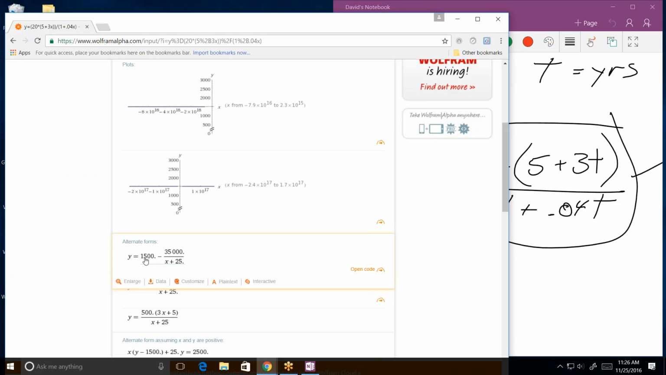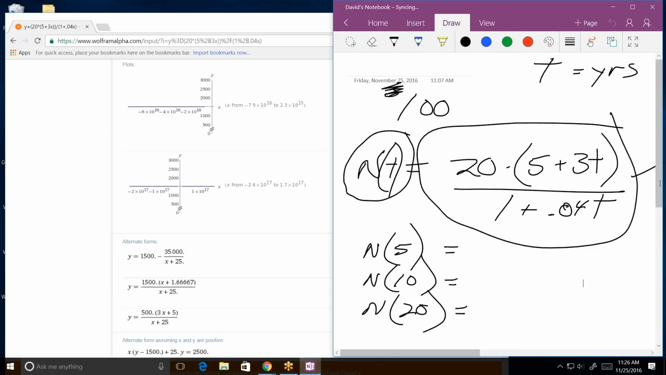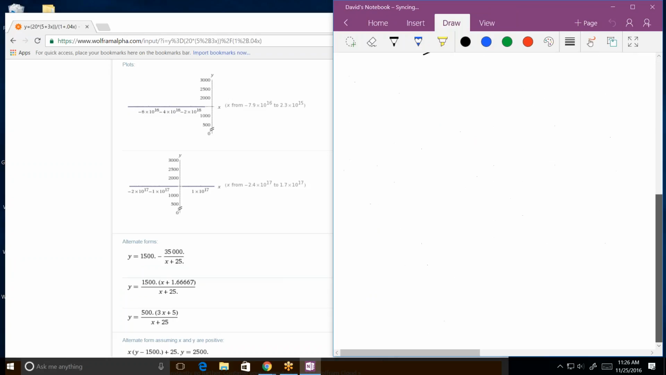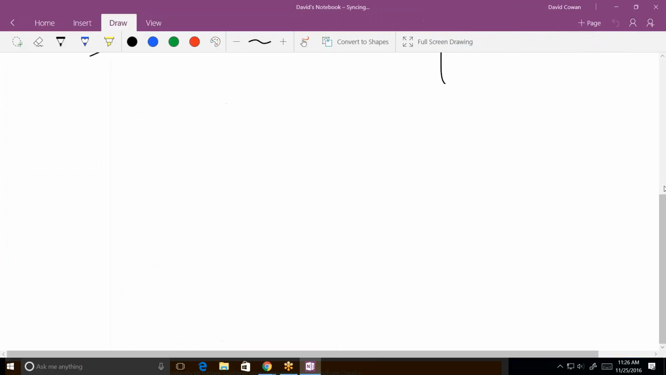The 1,500 doesn't change as x gets big. But this part here gets smaller and smaller and smaller as x gets big. And it doesn't ever reach 0, just like this function never reaches that horizontal asymptote. But nonetheless, it's still approaching it.